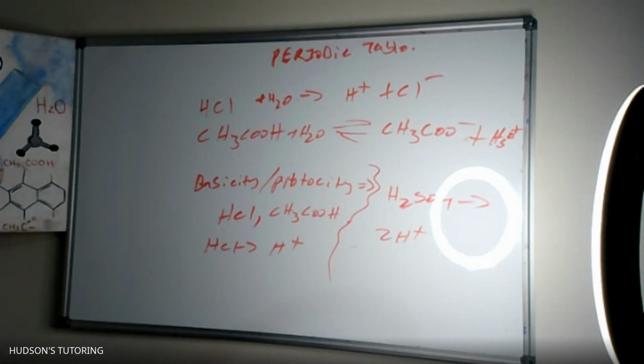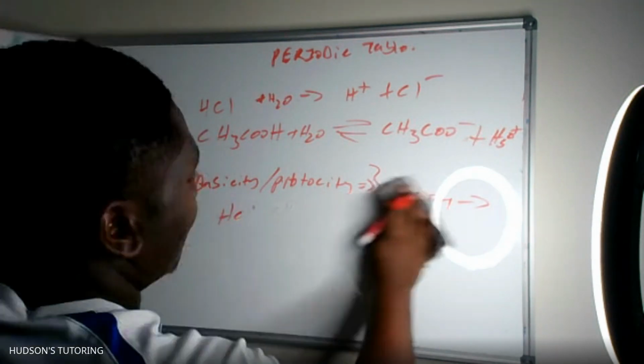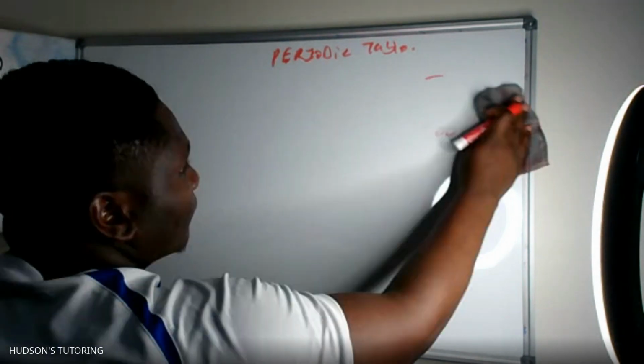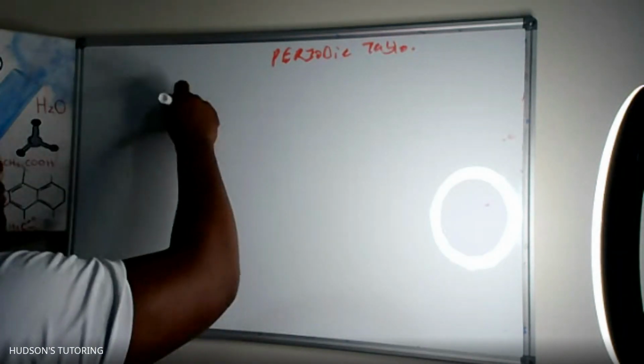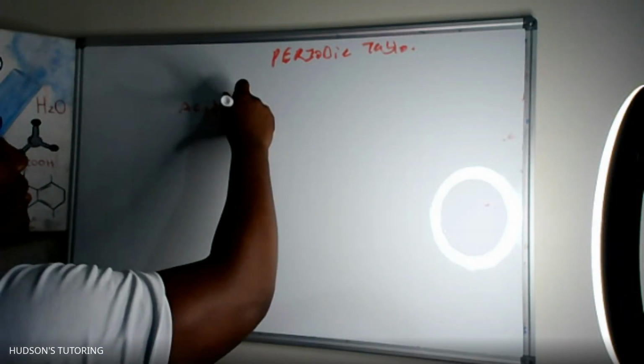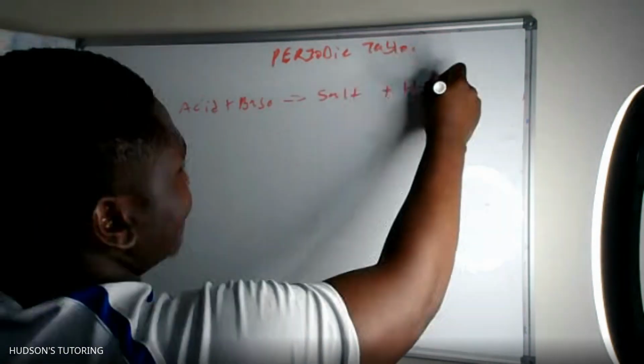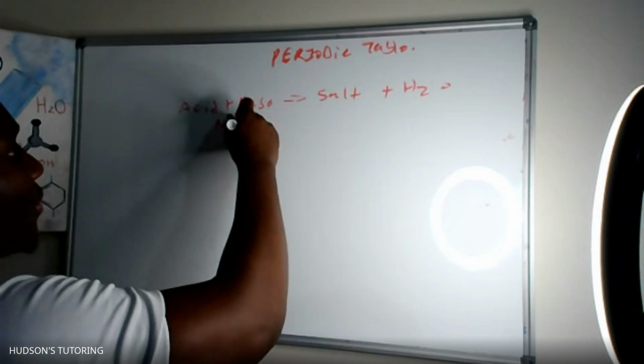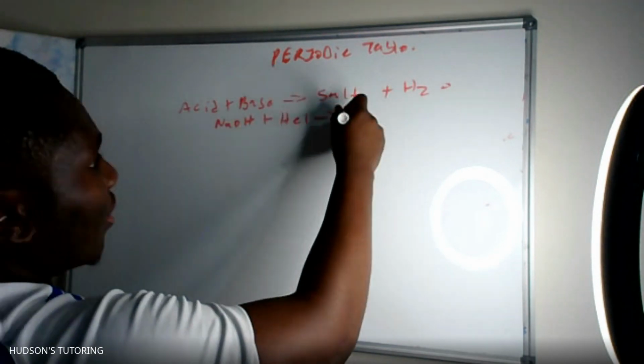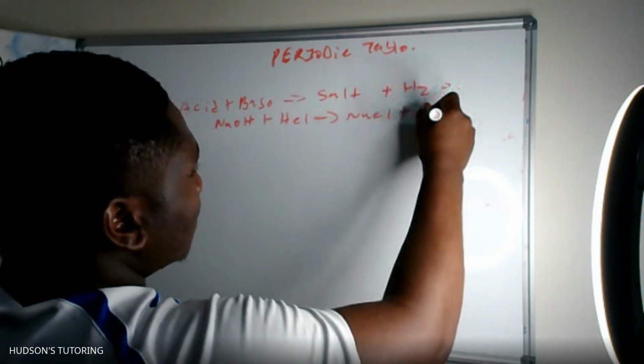All right, good. So let's look at reactions of acids. Looking at first acid and base: acids react with bases to form salt and water. We're going to give an example. If we have sodium hydroxide react with HCl, that's going to form sodium chloride and water, right?